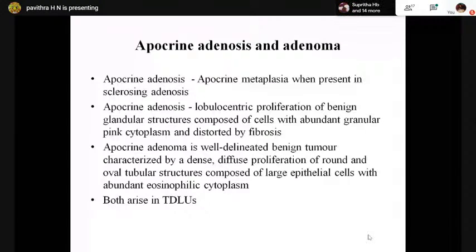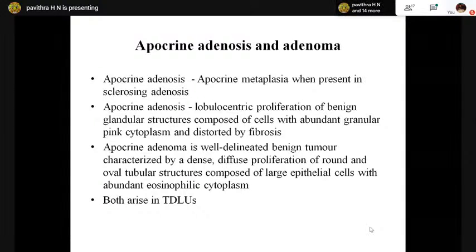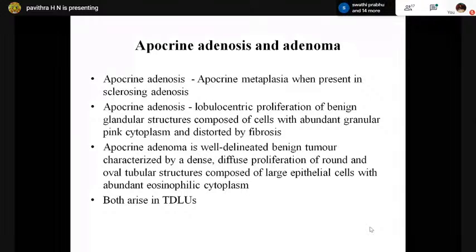Apocrine adenoma, on the other hand, is a well delineated benign tumor. It has dense diffuse proliferation of round oval tubular structures. They are composed of large epithelial cells with abundant cytoplasm, that is the apocrine change. Both of these arise in the TDLUs only. So adenosis is often incidental.